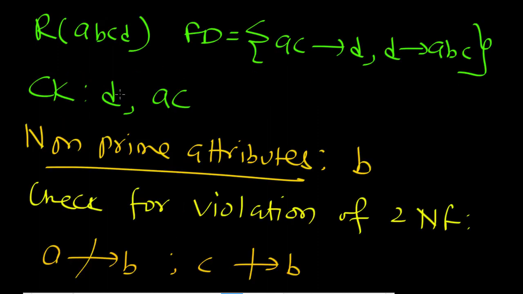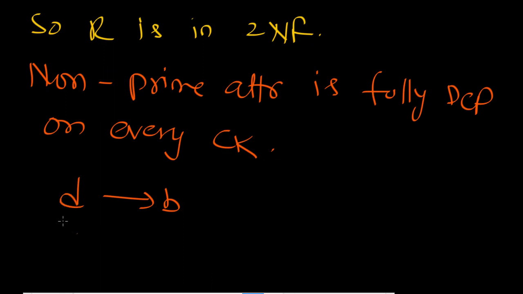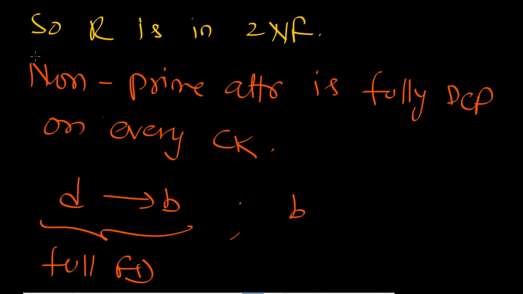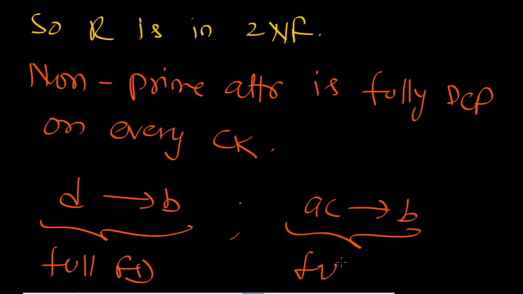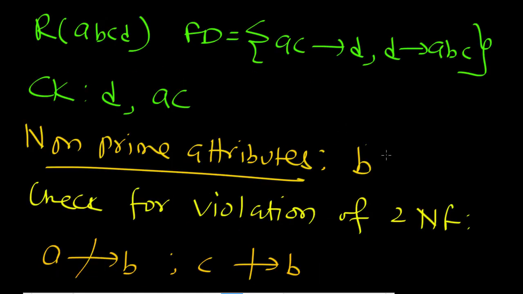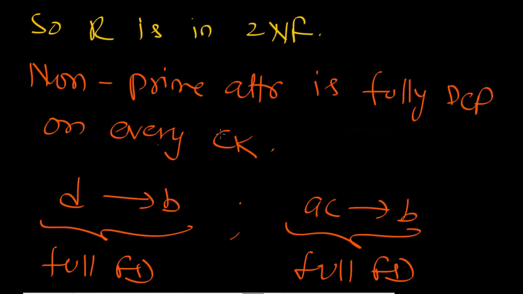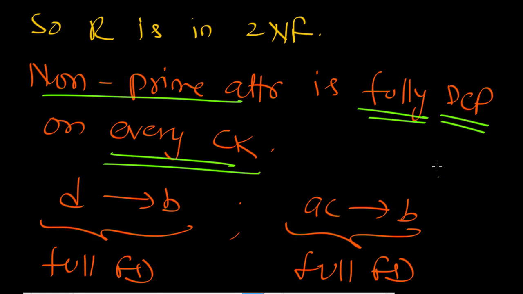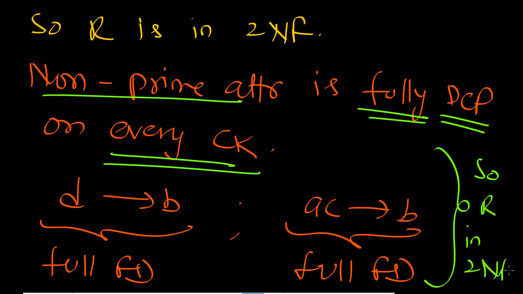What are the candidate keys here? For example, this is a candidate key, and this is a candidate key. You can check that this is a full functional dependency, and this is also a full functional dependency. So this non-prime attribute B is fully dependent on every candidate key. So I can say this relation R is in 2NF. Correct?